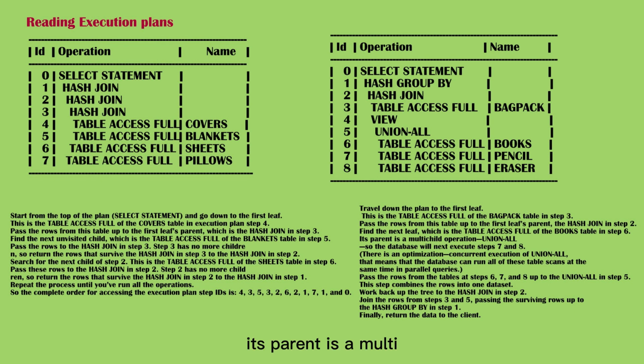Its parent is a multi-child operation UnionAll, so the database will next execute steps 7 and 8. There is an optimization, concurrent execution of UnionAll, that means that the database can run all of these table scans at the same time in parallel queries. Pass the rows from the tables at steps 6, 7, and 8 up to the UnionAll in step 5. This step combines the rows into one dataset.